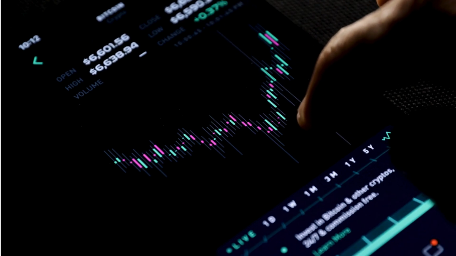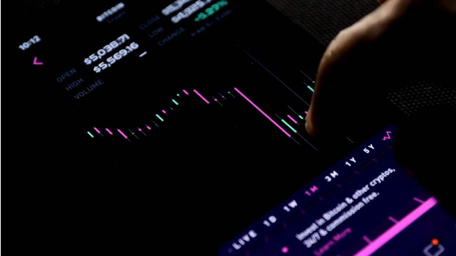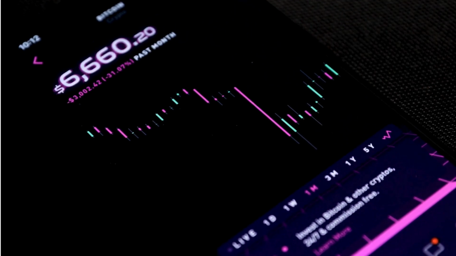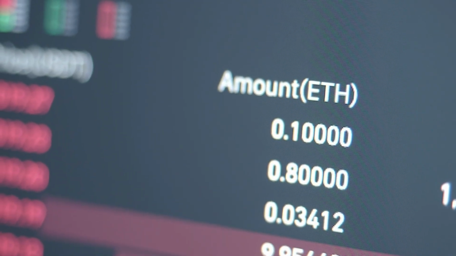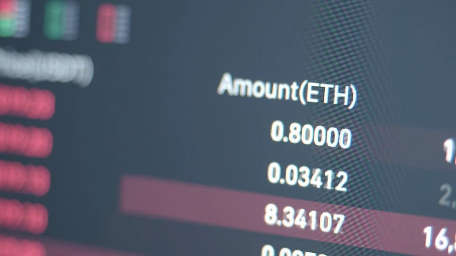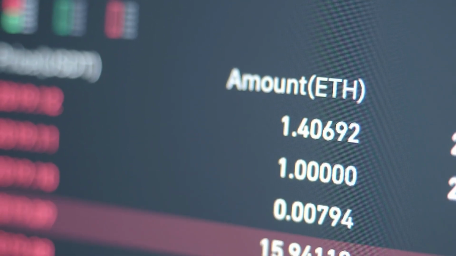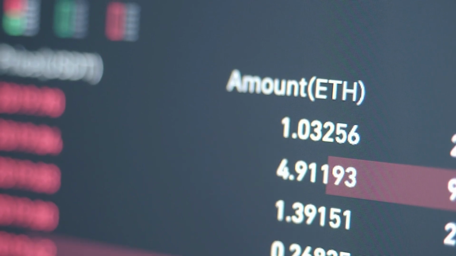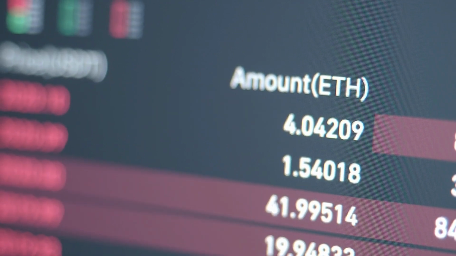What is crypto arbitrage? Crypto arbitrage is a trading strategy that involves buying a cryptocurrency on one exchange at a lower price and simultaneously selling it on another exchange at a higher price. The difference between the two prices, known as the spread, represents the profit earned by the arbitrageur. This strategy exploits market inefficiencies, which are common in the cryptocurrency space due to its fragmented and decentralized nature.